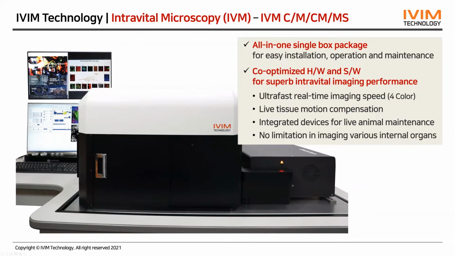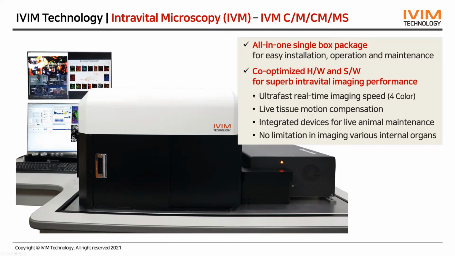And then some unique features. The IVIM Technology's IntraVital microscopy model has unique features such as an all-in-one single box package, as you can see here, for easy installation, operation and maintenance. All the hardware and software is co-optimized for IntraVital imaging. So it can also be used for standard conventional tissue observation and tissue slide observation as well. But additionally, it's dedicated and optimized for the IntraVital imaging of a live animal model.